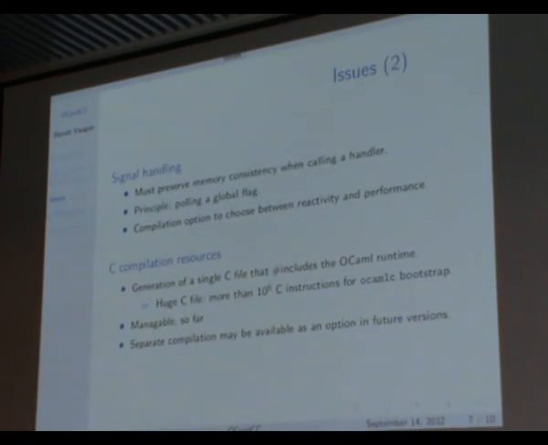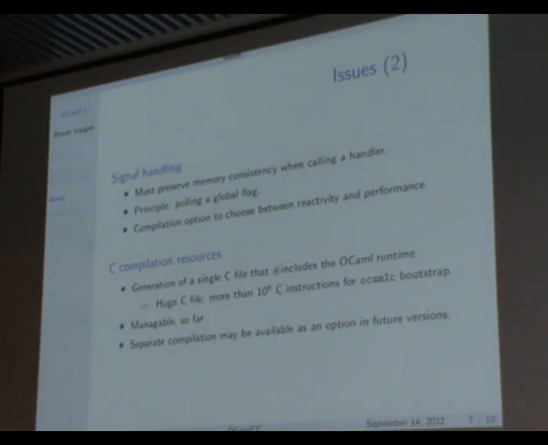The third problem is signal handling. When you call a signal handler, the memory must be in a consistent state. So the solution is the same as the standard OCaml solution, which is to set a global flag. The problem is when to check this flag. If you check it too much, you are too slow, and if you do not check it enough, you lose reactivity. So it is left as an option for the user.